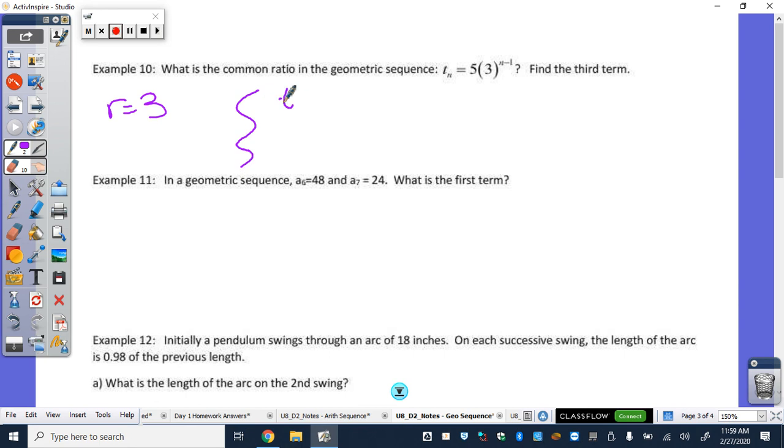So now figure out your third term. So plugging a 3 in for your n, it ends up being 5 times 3 squared. So what does our third term equal? 45.